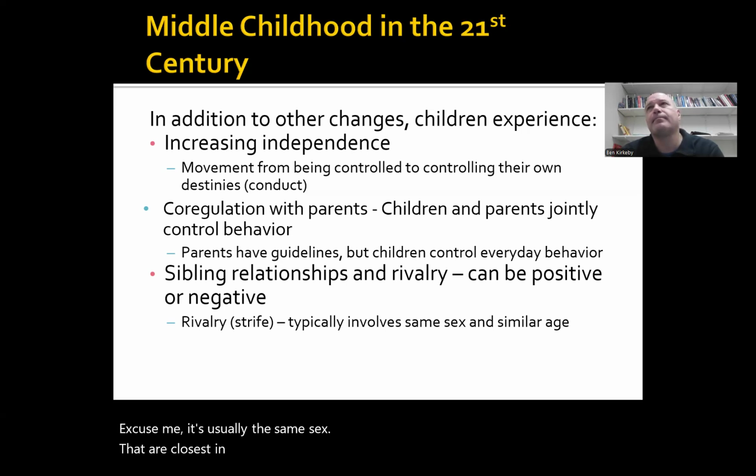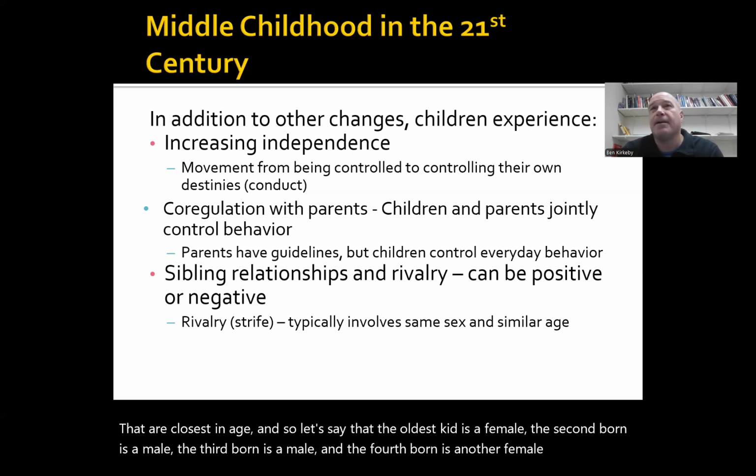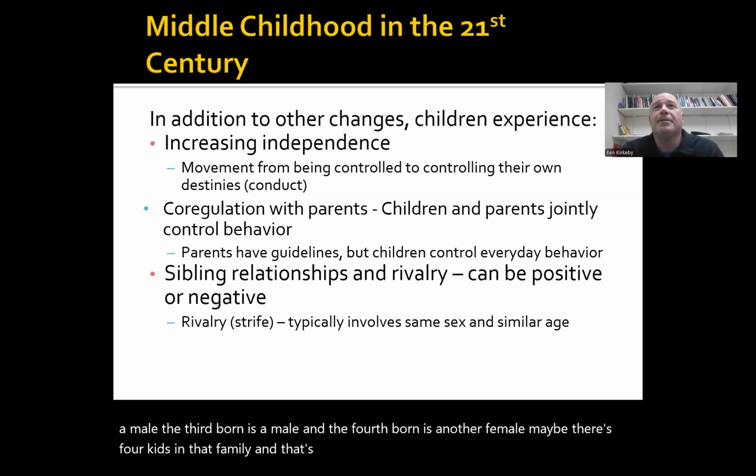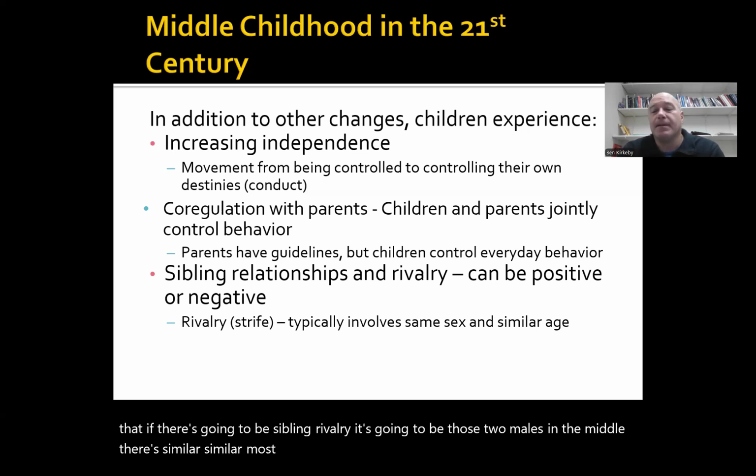And so let's say that the oldest kid is a female, the second born's a male, the third born's a male, and the fourth born is another female. Maybe there's four kids in that family, and that's the pattern. Research suggests that if there's going to be sibling rivalry, it's going to be those two males in the middle. They're most similar in age, and they're the same sex.